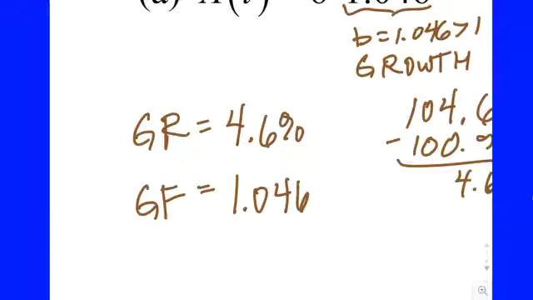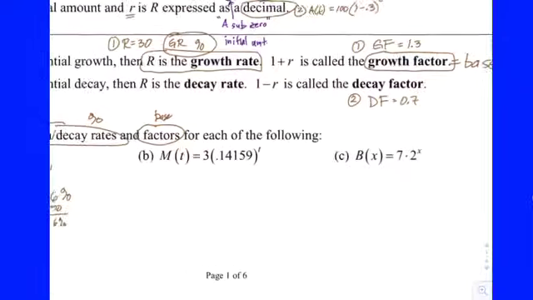So what does this mean? If something increases by a factor of 1.046, it increases by what percent? 4.6%. And on the other side of that coin, if something increases by 4.6%, it increases by a factor of 1.046. Again, this is 100% of what it was before plus this additional amount. Very, very important.